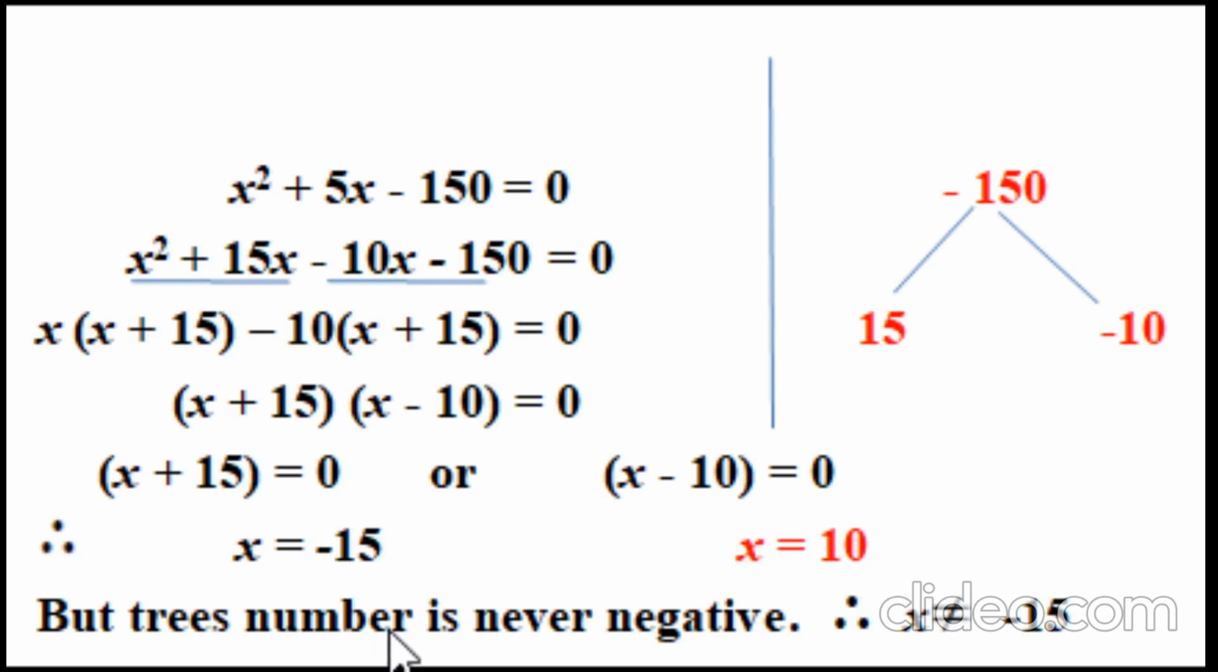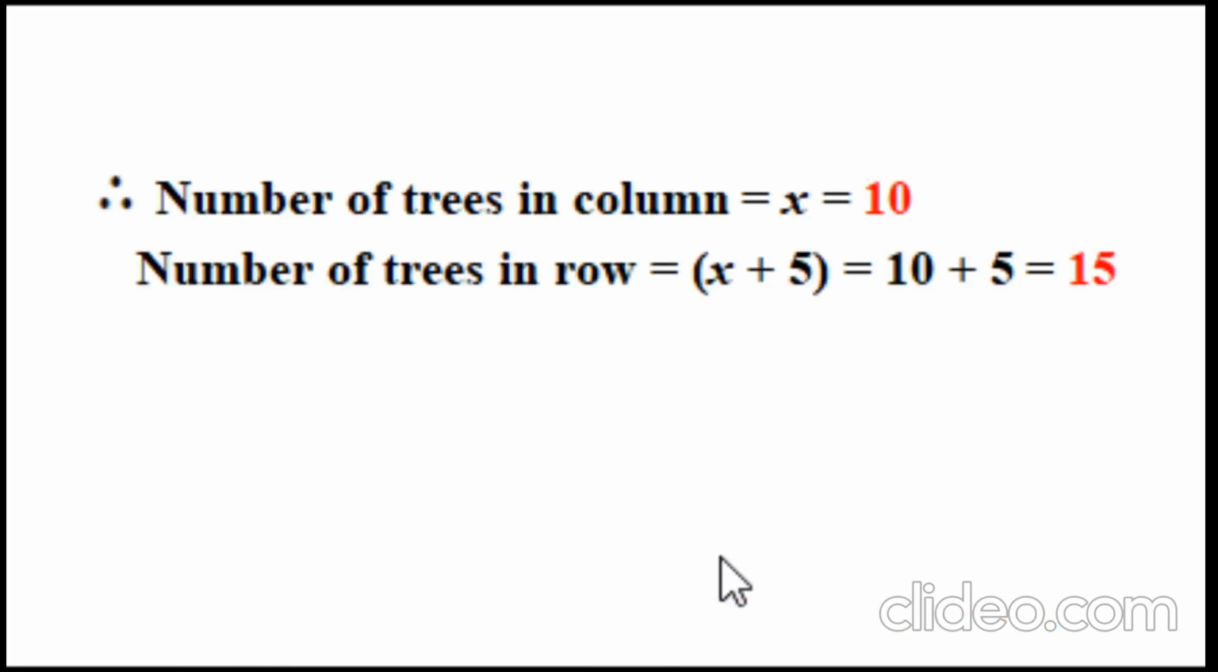But the number of trees is never negative. Therefore this option lapses, we cannot consider it. Therefore x is equal to 10. Hence the number of trees in a column is x is equal to 10, and the number of trees in a row is x plus 5 is equal to 10 plus 5 is equal to 15. So the number of trees in a column is 10 and in a row is 15.